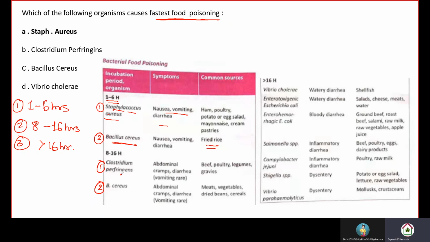Now in Clostridium perfringens, what will happen? What are the symptoms? Abdominal cramps, diarrhea, vomiting rare. This point is very, very important: vomiting is rare in perfringens infection.